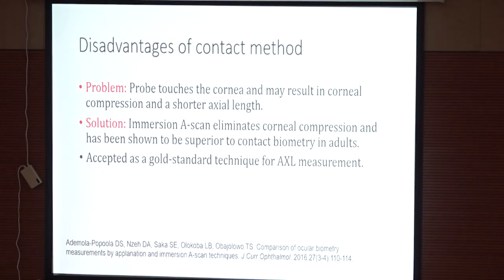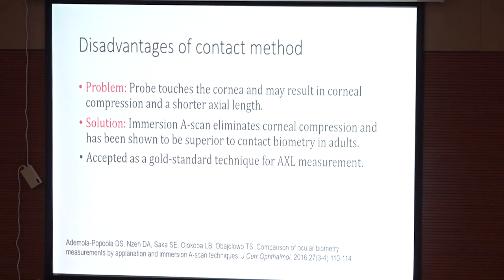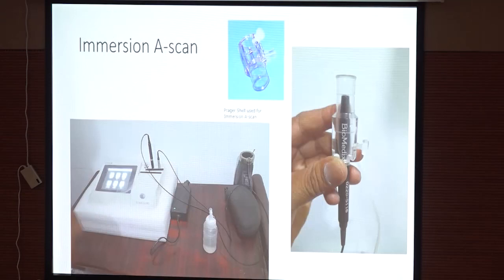So the contact method has disadvantages. As the probe touches the cornea, it can result in corneal compression and a resulting shorter axial length. This can be solved by the immersion A scan method, which is more accurate as it eliminates the corneal compression and is shown to be superior to the contact biometry. It is now accepted as a gold standard in most institutes.